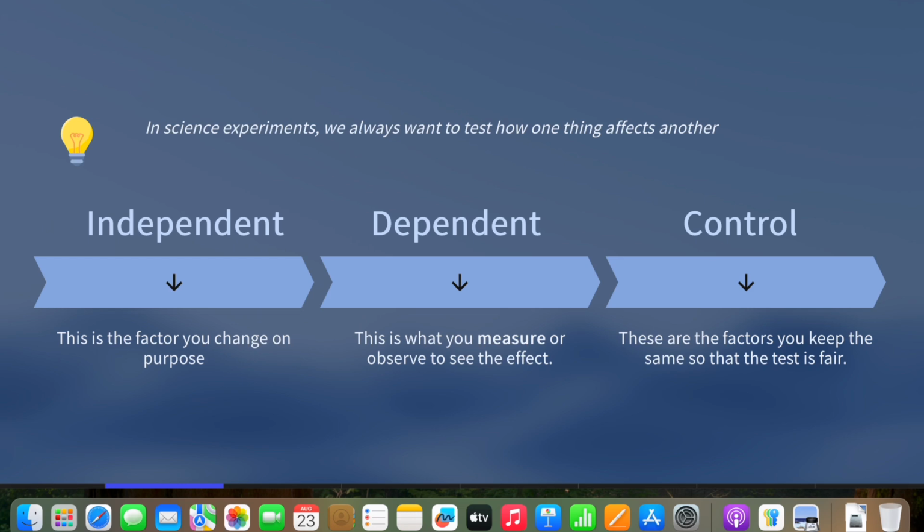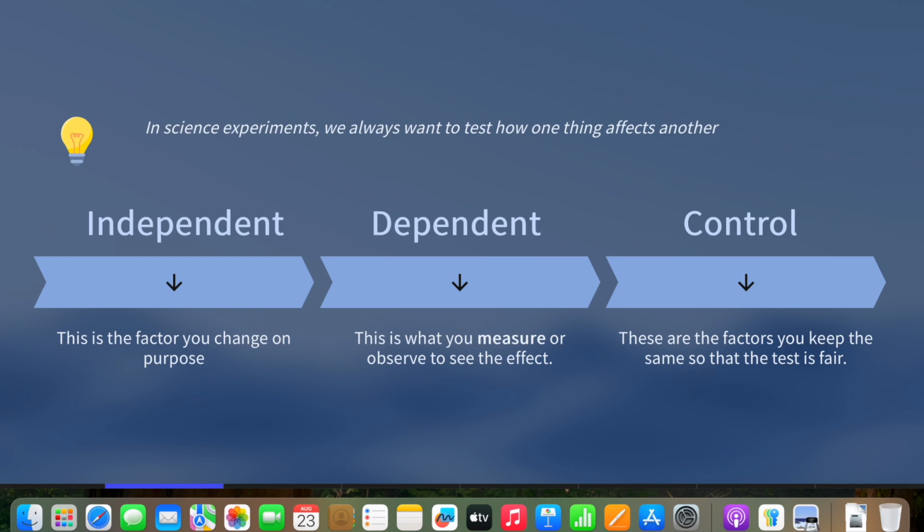To do that, we focus on three types of variables. First, the independent variable. This is the one factor you change on purpose. There should be only one independent variable in your experiment. Second, the dependent variable. This is the one thing you measure. Again, you only measure one thing, so your results are clear and reliable.